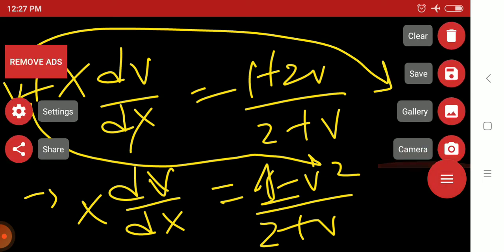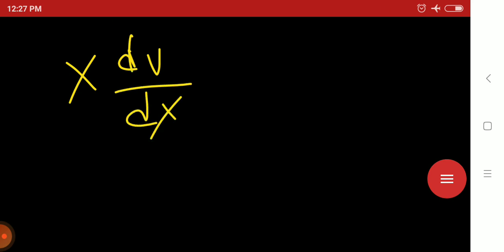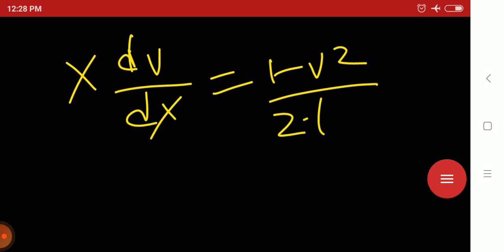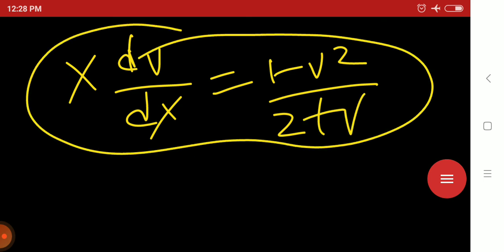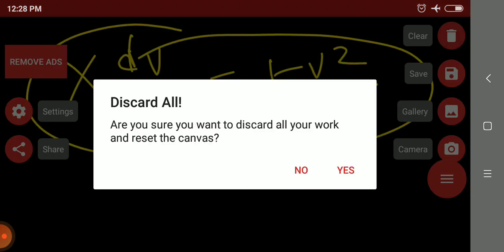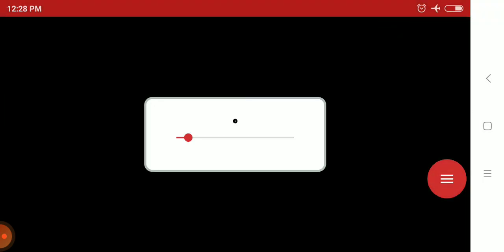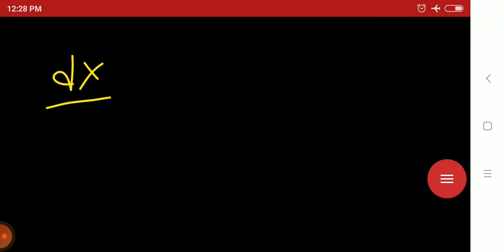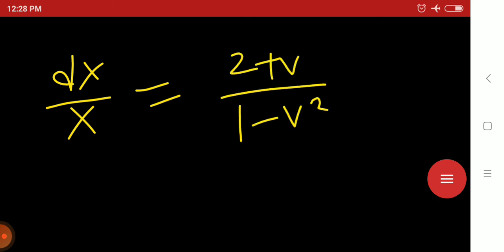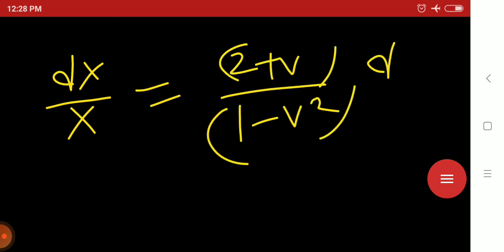So at last you are getting, it is very rigorous, but you have to learn it, x dv by dx equals 1 minus v square by 2 plus v. You are getting this. So now turn it into such a form that we will get logarithmic form. So dx by x equals 2 plus v by 1 minus v square into dv.